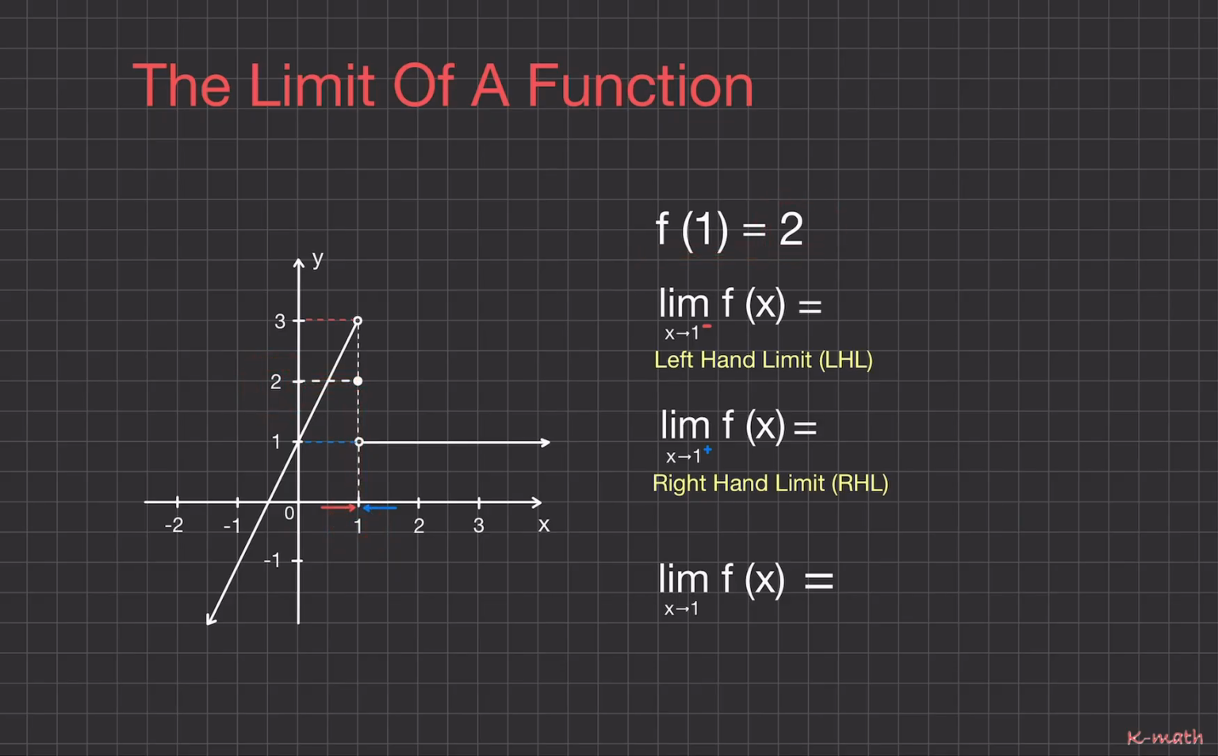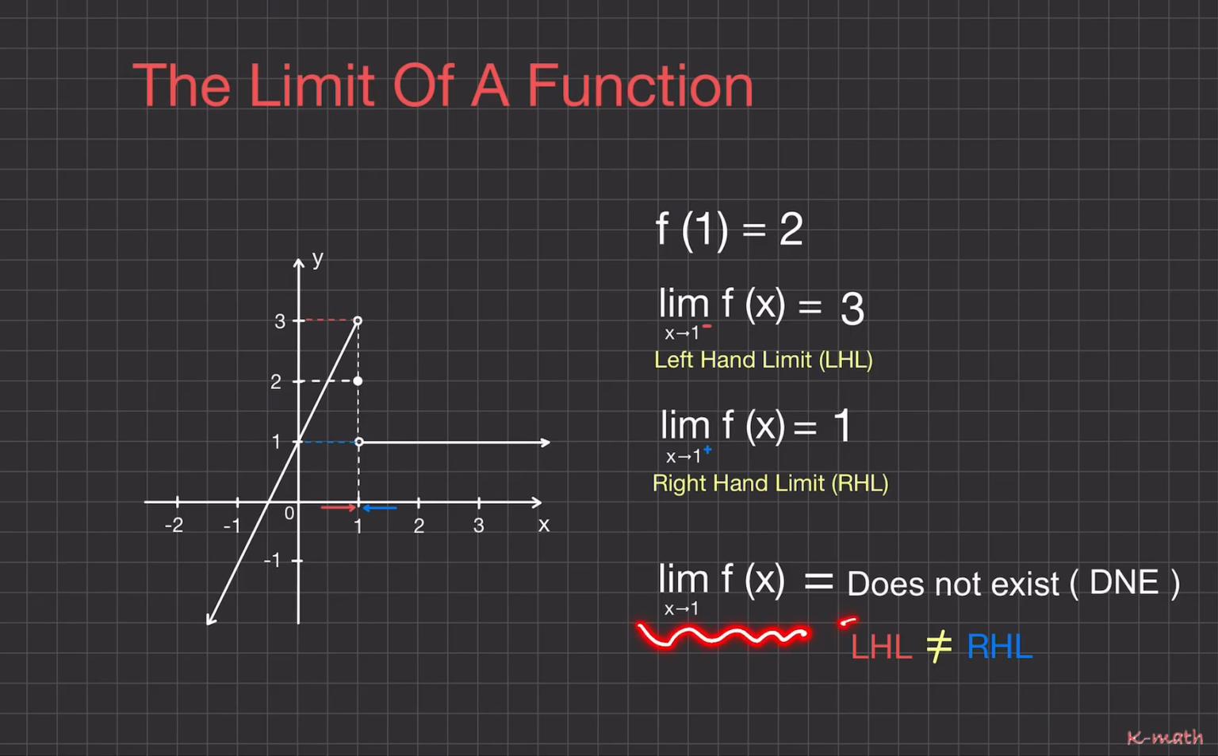Since the limit from the left goes toward this point, the limit as x approaches 1 from the left equals 3. What about the limit as x approaches 1 from the right? From the right, the graph is a horizontal line at y equals 1. That means the limit from the right equals 1. The left-hand limit and the right-hand limit are not the same, so the limit of the function as x approaches 1 does not exist.